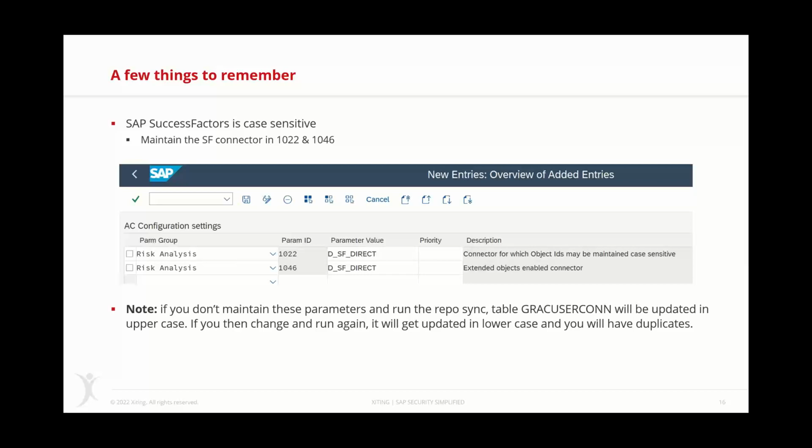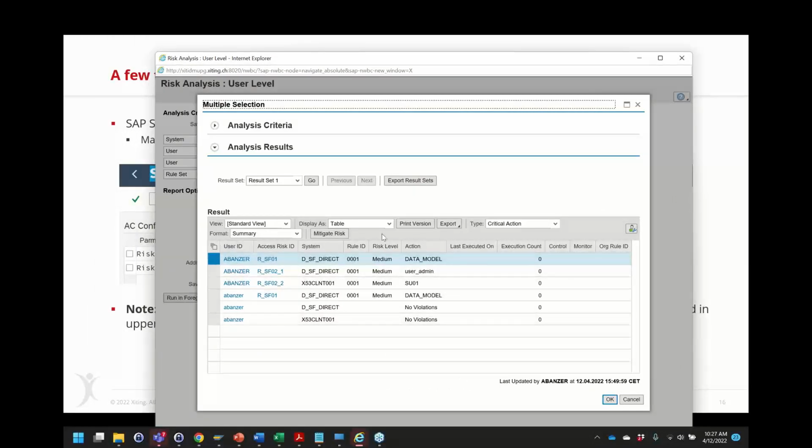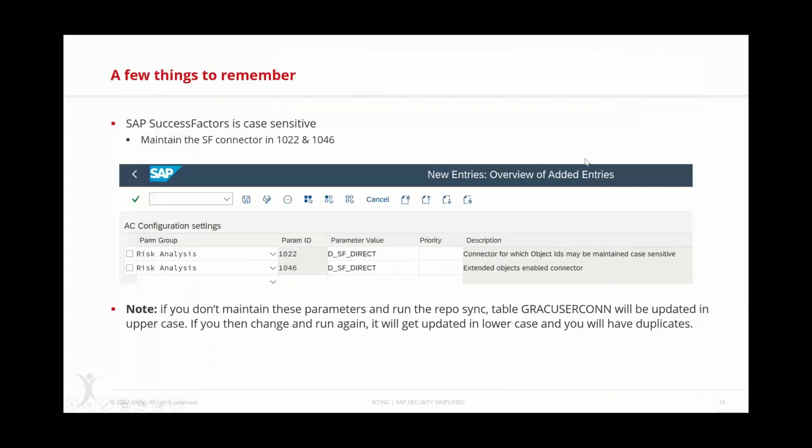I also have one screenshot here. We can see, for example, I ran a risk analysis against my SuccessFactors, and we can see I have a user ID, Abe Answer in capital, and Abe Answer in smaller letters. And that's possible. One's capital, one's in smaller letters. So it's a case-sensitive system.